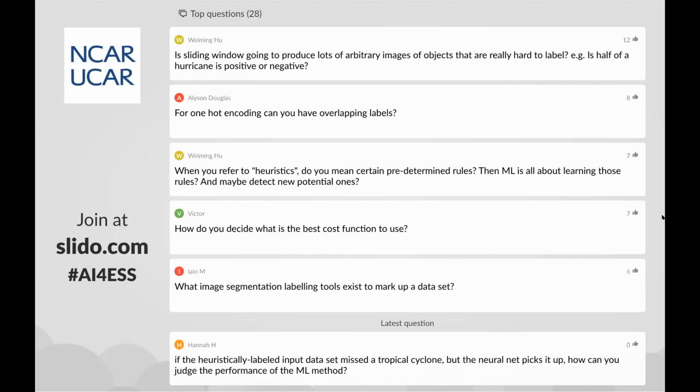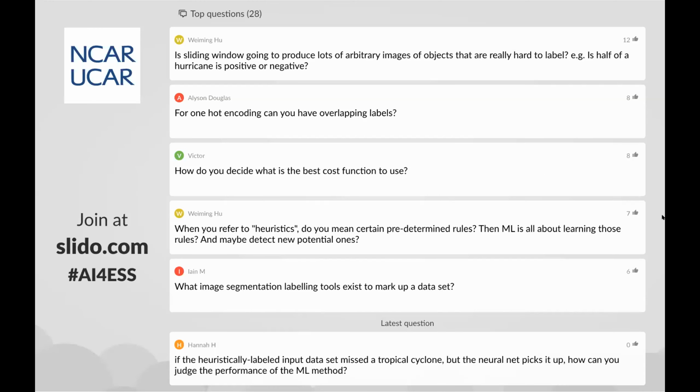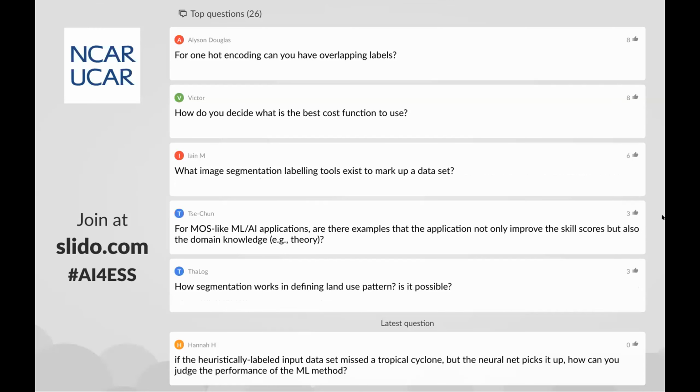For MOS-like ML AI applications, are there examples where the application not only improves the skill scores, but also the domain knowledge, e.g. theory? It's possible. We see this across the board, even outside of atmospheric phenomena, that machine learning is able to better determine than humans potential segmentation, potential capabilities here. So it can not only improve the skill score beyond what humans are capable of, but it also could improve our domain knowledge about this. It could lead to more science.